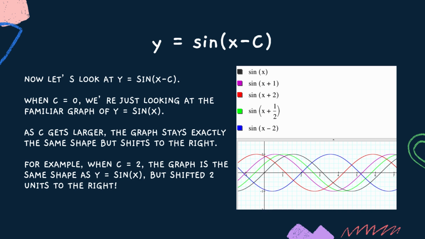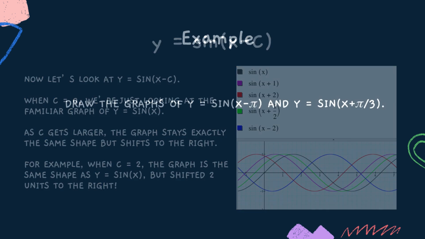When c equals 0, we're just looking at the familiar graph of y equals sine x. As c gets larger, the graph stays exactly the same shape but shifts to the right. For example, when c equals 2, the graph is the same shape as y equals sine x, but shifted 2 units to the right. As c becomes more negative, the graph stays exactly the same shape, but now shifts to the left. For example, when c equals negative 2, the graph is the same shape as y equals sine x, but shifted 2 units to the left.